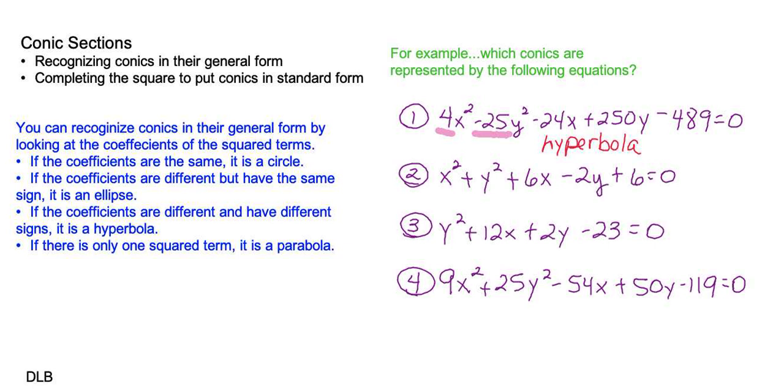For the next one, the coefficients are exactly the same. They're both 1. So that is a circle. For number 3, look, there is just one squared term, y squared, but no x squared. That makes it a parabola.